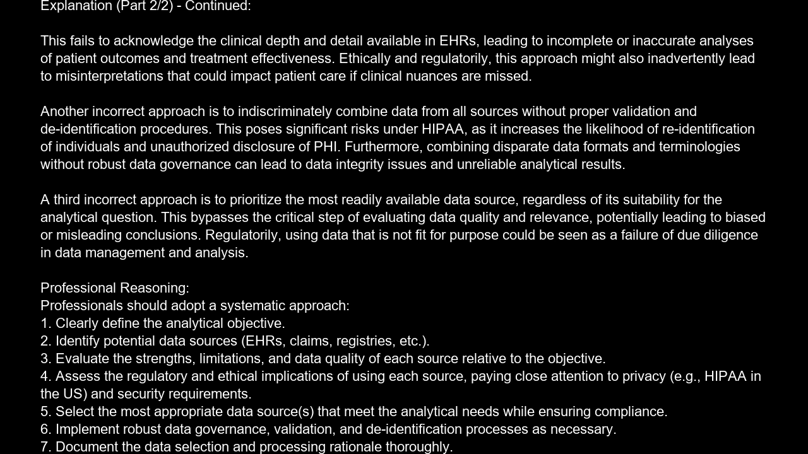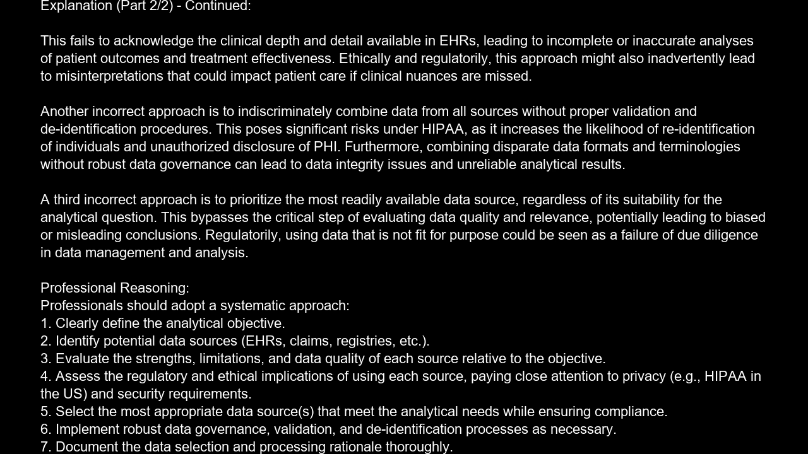A third incorrect approach is to prioritize the most readily available data source, regardless of its suitability for the analytical question. This bypasses the critical step of evaluating data quality and relevance, potentially leading to biased or misleading conclusions. Regulatorily, using data that is not fit for purpose could be seen as a failure of due diligence in data management and analysis. Professional reasoning.